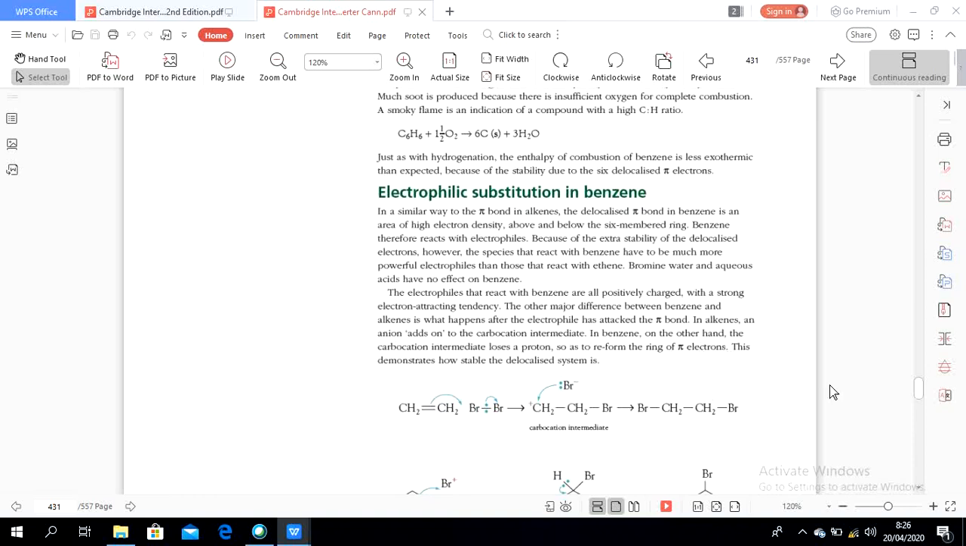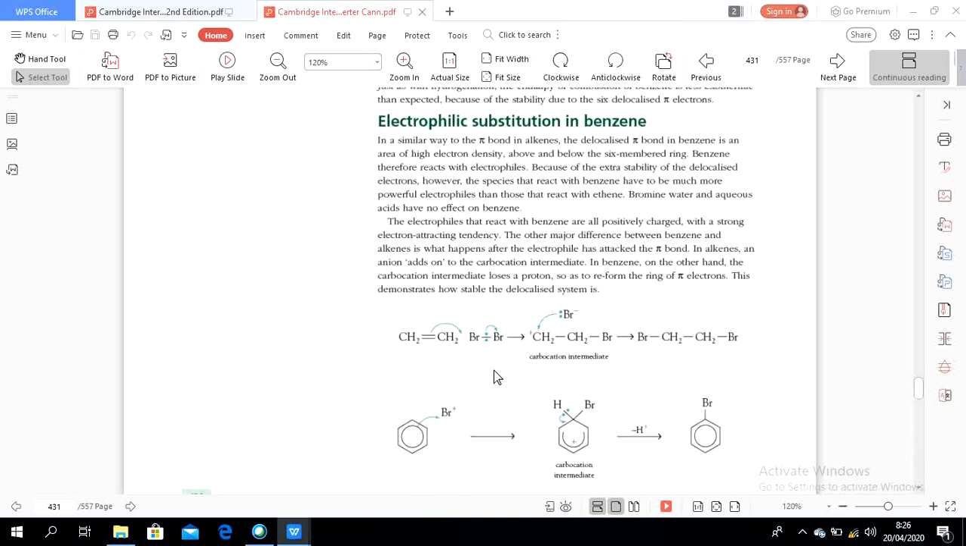But in benzene, the carbocation intermediate loses a proton so as to reform the ring of pi electrons. This demonstrates how stable the delocalized system is. In the benzene structure, the bromine electrophile gains electrons from the benzene, and that makes this one open, and it becomes a carbocation.